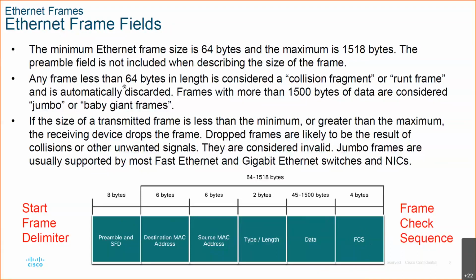Any frame less than 64 bytes in length is considered a collision fragment or runt frame and is discarded. Frames with more than 1,500 bytes of data, we call jumbo or baby giant frames. These kinds of frames, jumbo or baby giant frames, are considered invalid. Jumbo frames are usually supported by Fast Ethernet or Gigabit Ethernet switches and NICs.